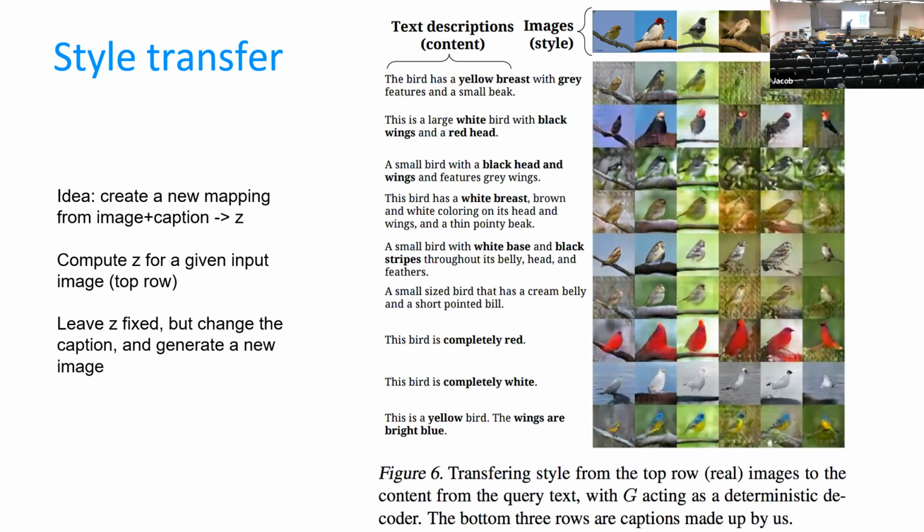You can see that we have the yellow breast with gray features and a small beak all across the top row, but the style tends to match the image above more than the images across. So this is kind of an interesting approach to style transfer using text conditional GANs. What patterns do you notice about what is captured in the style of these images? Or really, you can think of it in the z vector.